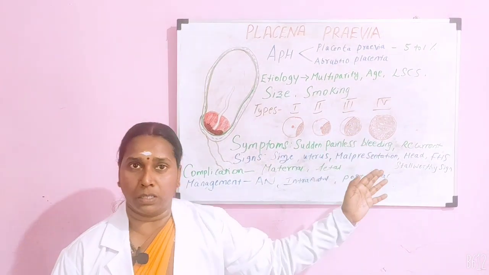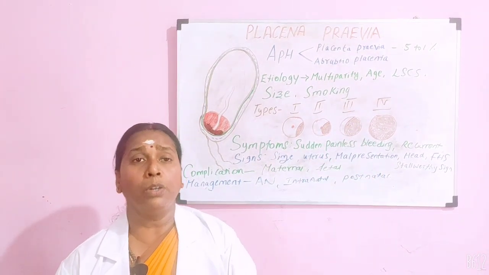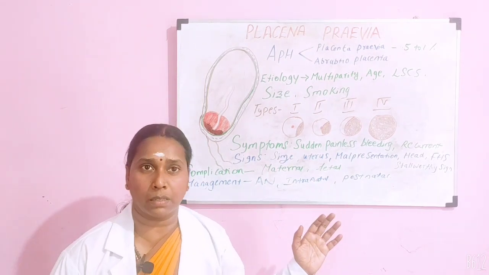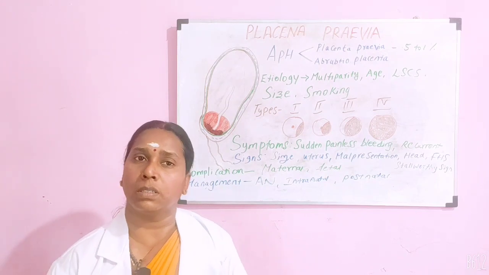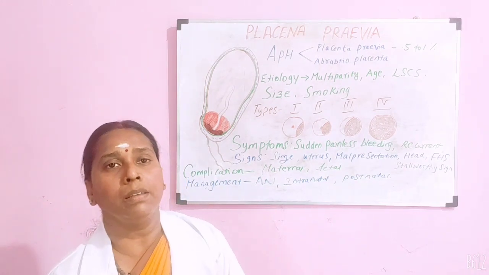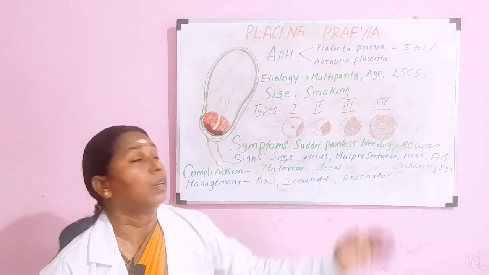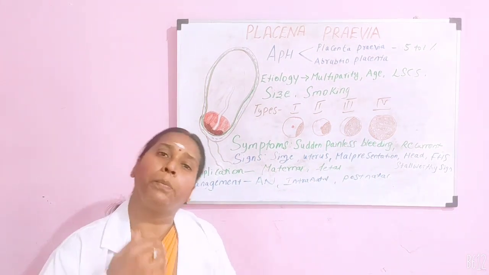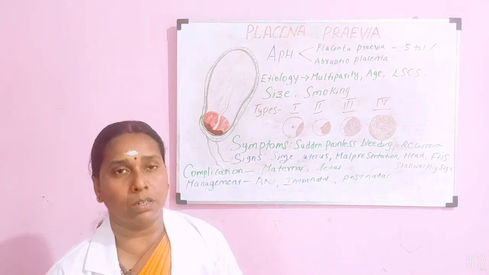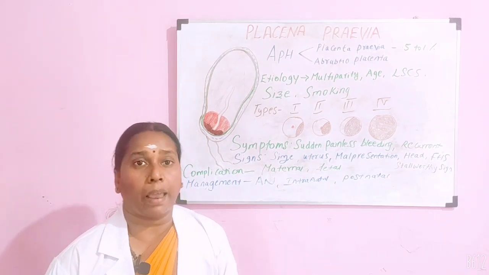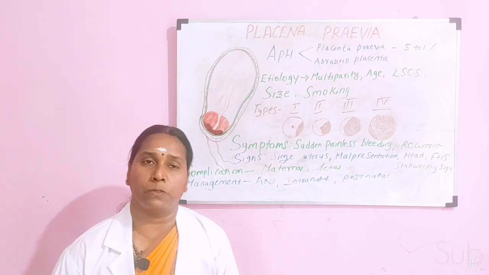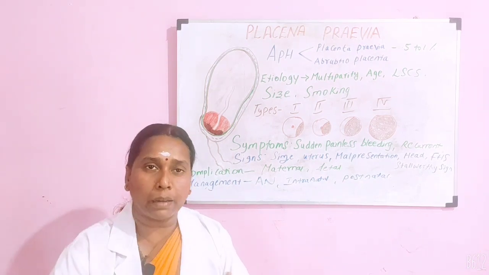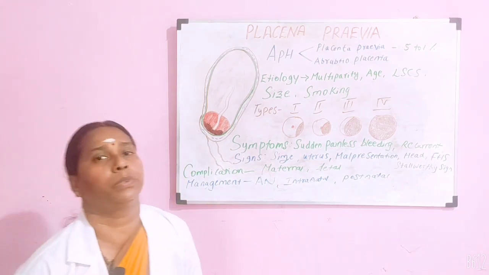When we come to age, women above 35 years have more chances of placenta previa because the uterus is becoming a little older and the perfusion is decreased. In conditions of a previous lower segment caesarean section, there is scar formation and no adequate space for the placenta to get implanted. So it goes and gets implanted in the lower uterine segment.